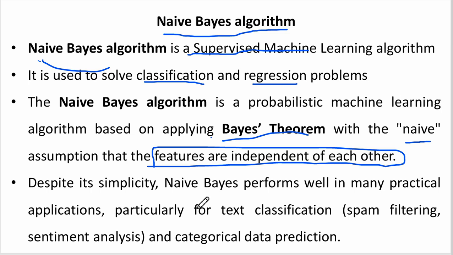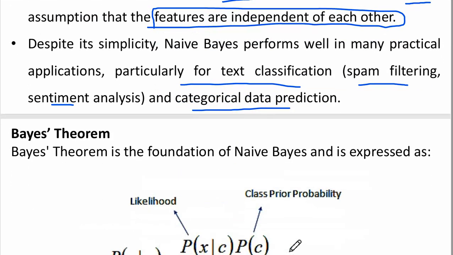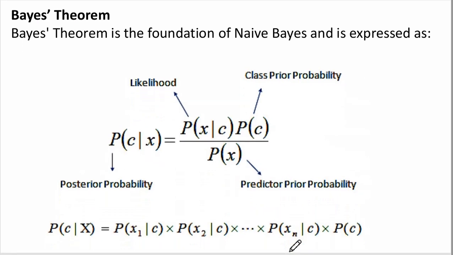Another point is that naive Bayes in general performs well mainly for text classification, that means spam filtering, sentiment analysis, and categorical data predictions. In these problems, we mainly use the naive Bayes algorithm. Next, we will see what Bayes theorem is.